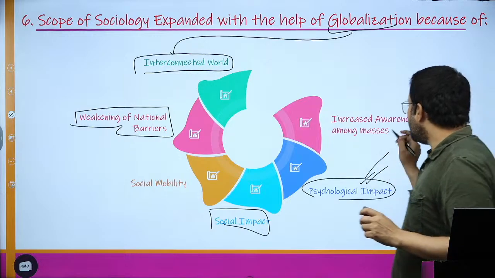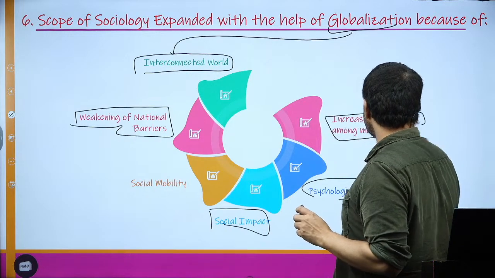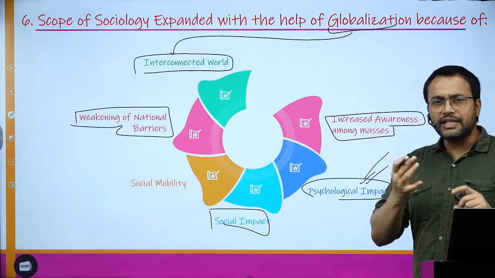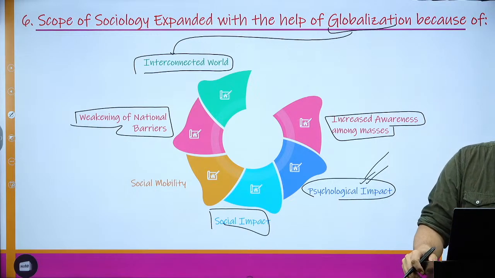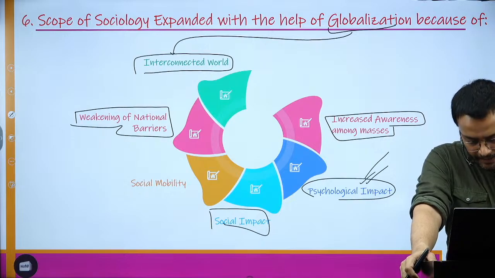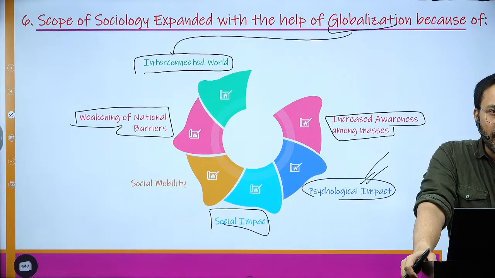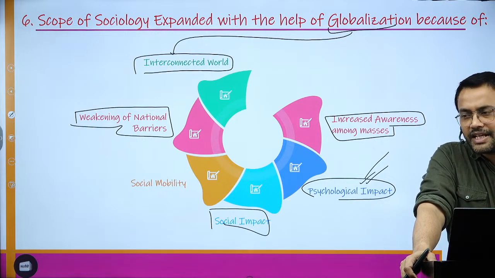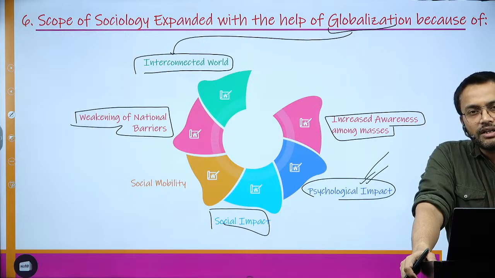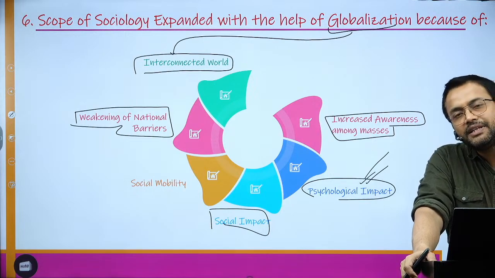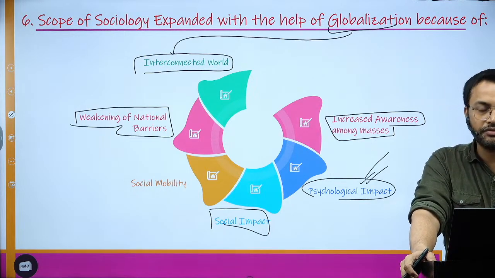Then comes increased awareness among the masses. Because of globalization, there is increased contact and interaction among people from different cultures. Now these people, especially the deprived sections of society like women and people from the lower caste, are aware of their rights. When they are aware of their rights, they start asserting their space, which has been denied to them for so many thousands of years.